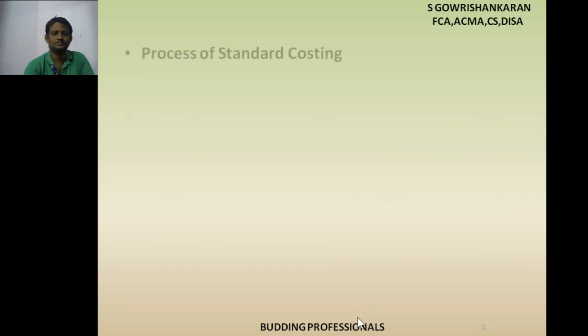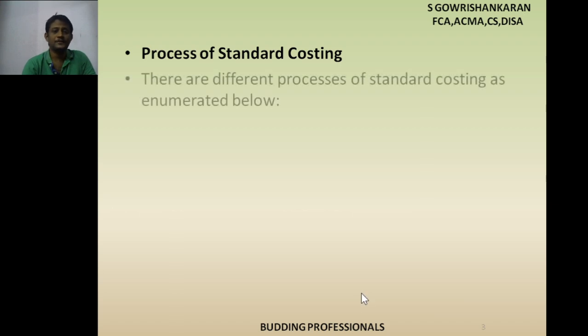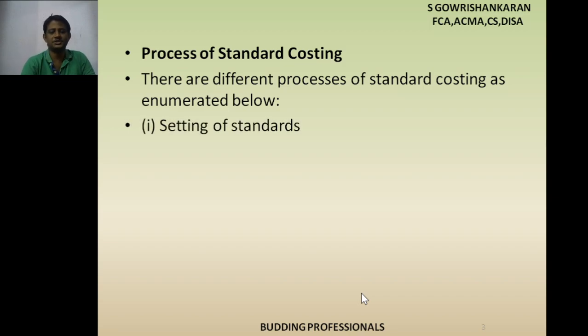Next slide. Process of standard costing. You know the meaning of standard costing. It is a planned cost for the purpose of cost control, for achieving efficiency. Standard costing is introduced. How to fix this standard costing, sir? What will happen in standard costing? What all things will happen? So the first thing is setting of standard.